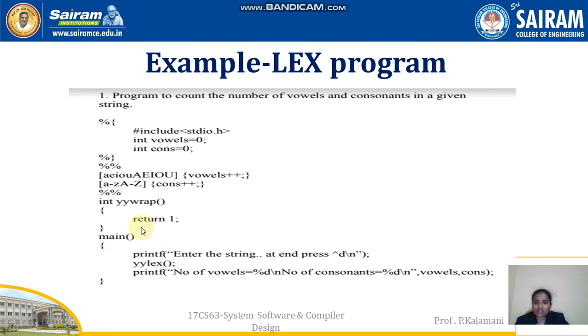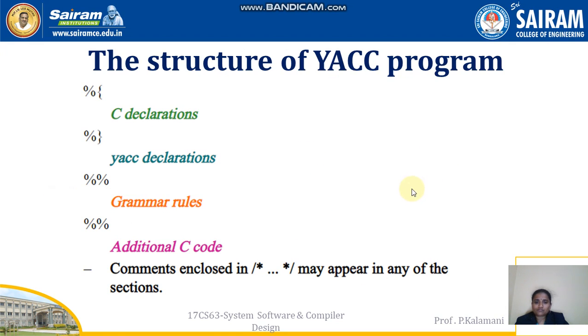Then next we have the auxiliary part, the subroutine part. So yywrap is one of the Lex functions. Then main, then printf to enter the string, then yylex means the Lex part will be called and executed after getting input. Then it will print the number of vowels and consonants. So this will be like a normal C statement. So now I think you understood the structure of a Lex program: declaration, translation rules and subroutine part.